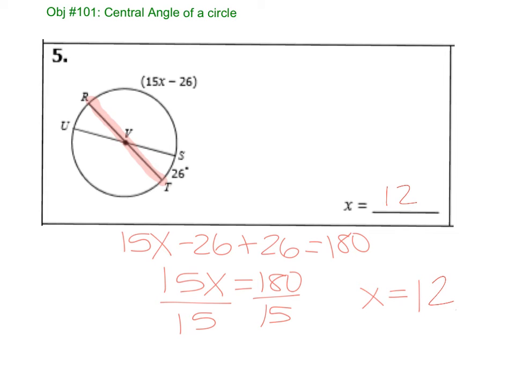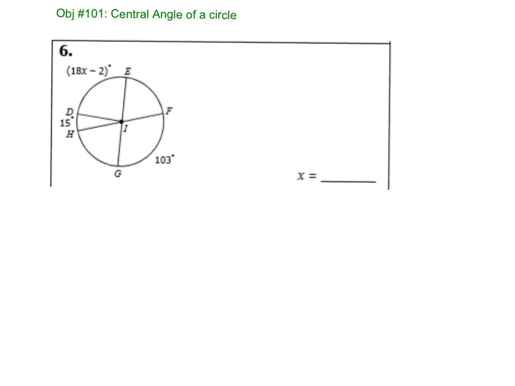You also could have done 26, 26, 15x minus 26, because those are all vertical, and done all of that together adds up to 180. Adds up to 360. Just kidding.